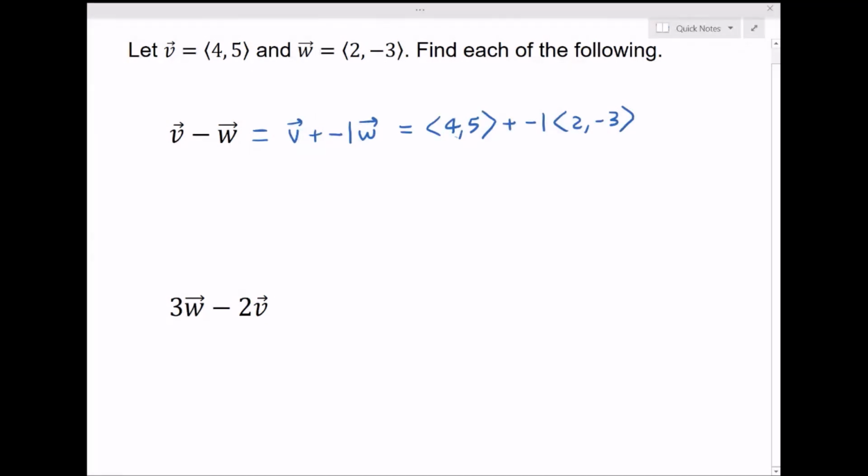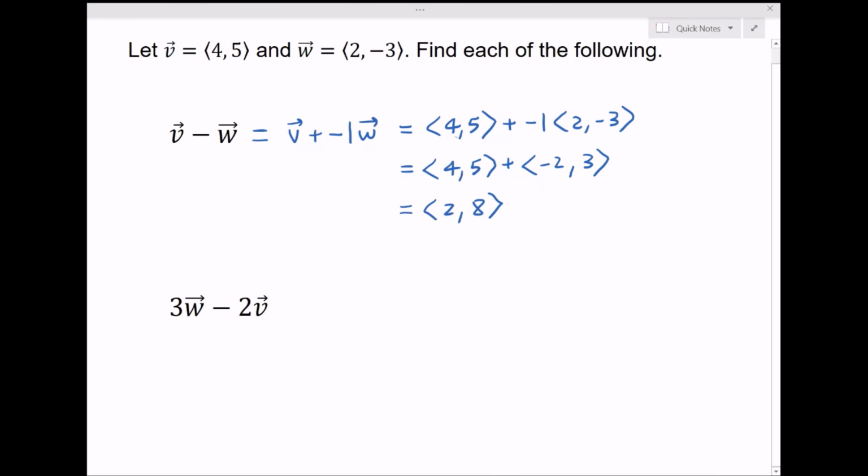It's another linear combination. And again, you have to do the scaling first, so v is just 4, 5, but then negative w is negative 1 times 2 and negative 1 times negative 3, so negative 2, comma, positive 3. And now we're just adding two vectors, and you know how to do this. What is that? 2, 8. And we're done.